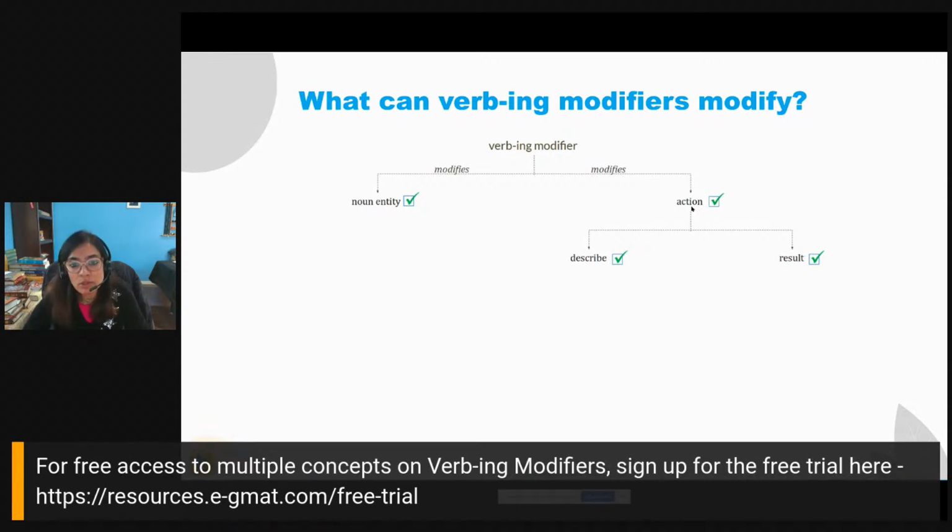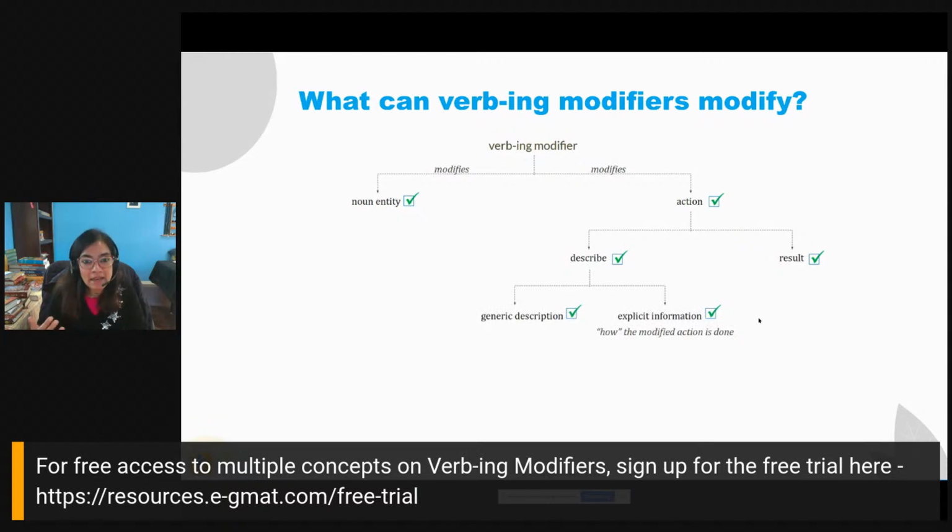Now, when we talk about action verb-ing modifiers, they can actually work as an action modifier in two ways. Firstly, they can describe the preceding clause. They can provide some logical information about the preceding clause, rather, not the sentence, my bad. Also, they can present the result of the preceding action. So these are the two broader categories of action verb-ing modifiers. However, this describe category can again further be bifurcated into generic description and explicit information.